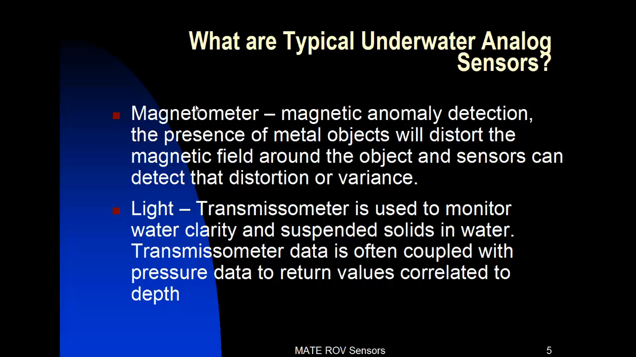Light. A transmissometer is used to monitor water clarity and suspended solids in the water. And the transmissometer data is often coupled with pressure data so that you can return values that are correlated to depth.